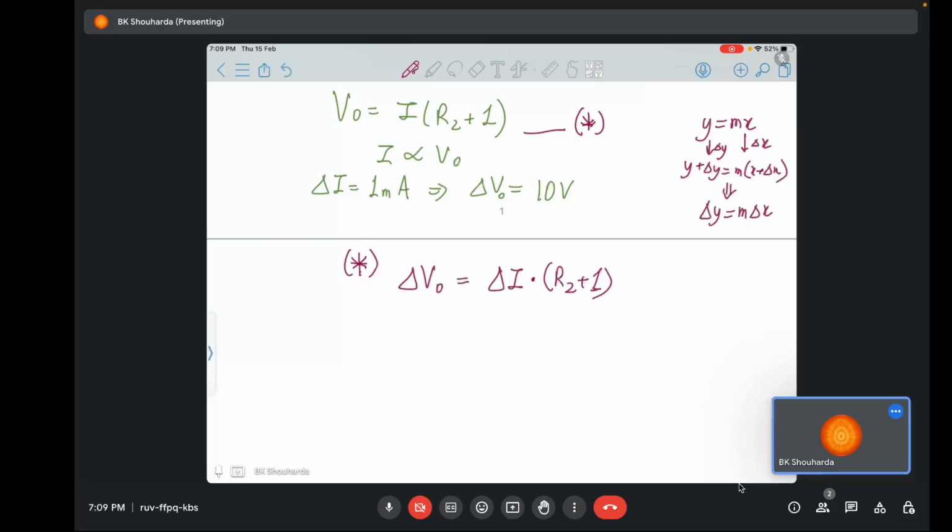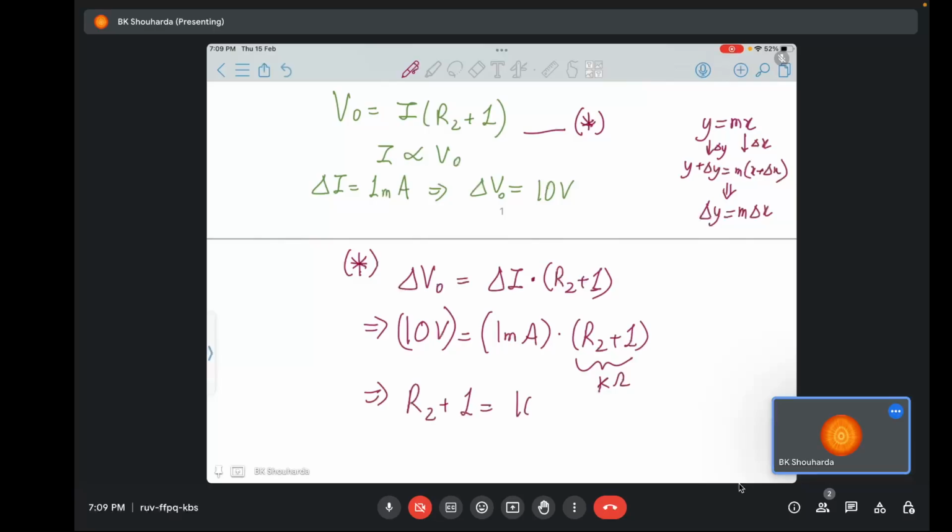It's very simple. So what are the values provided? Delta VO is 10 volts and delta I is 1 milliampere, times R2 plus 1. Note that this has a unit of kilo ohms. So R2 plus 1 turns out to be 10 kilo ohms, and hence my R2 turns out to be 9 kilo ohms.